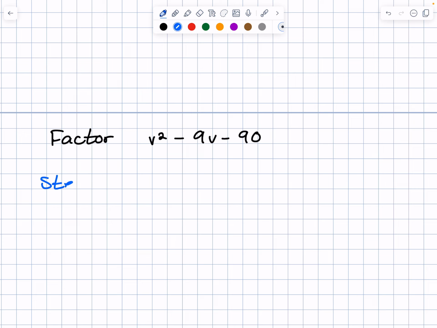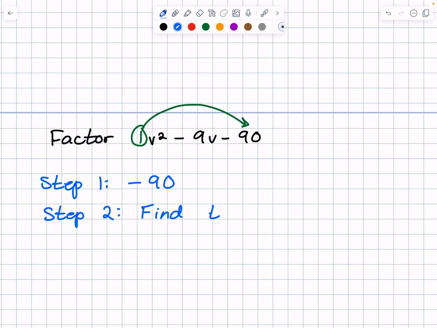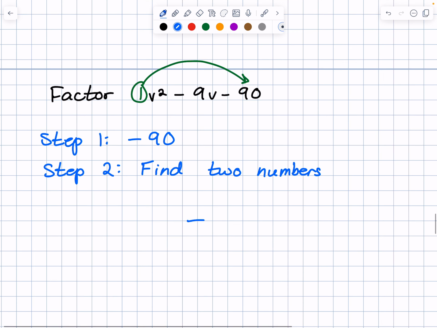So step 1 will stay the same, even though it's not very significant. You are going to multiply the first coefficient times the last. Well, 1 times negative 90 is going to give you negative 90. So there you go. That's step 1. Step 2 is the one that takes some thought. Step 2 is you're going to find 2 numbers. And the 2 numbers need to multiply to be negative 90, the result of step 1, and they need to add to be the middle coefficient, which is negative 9.